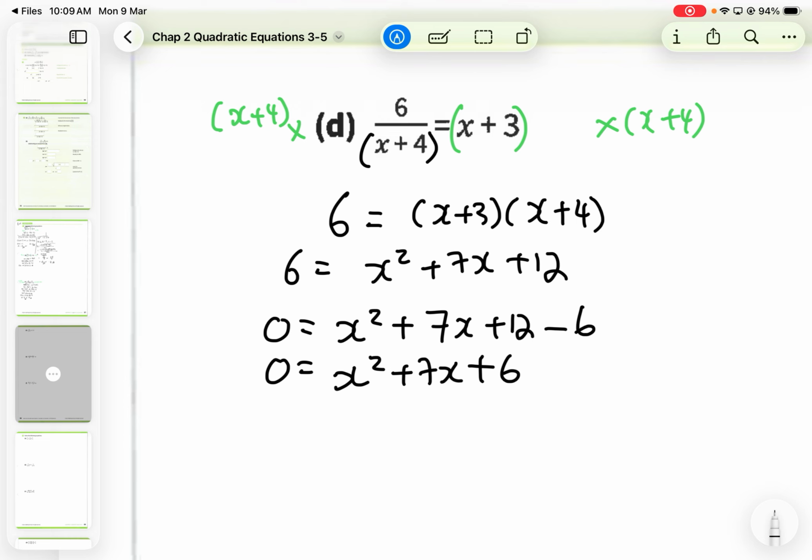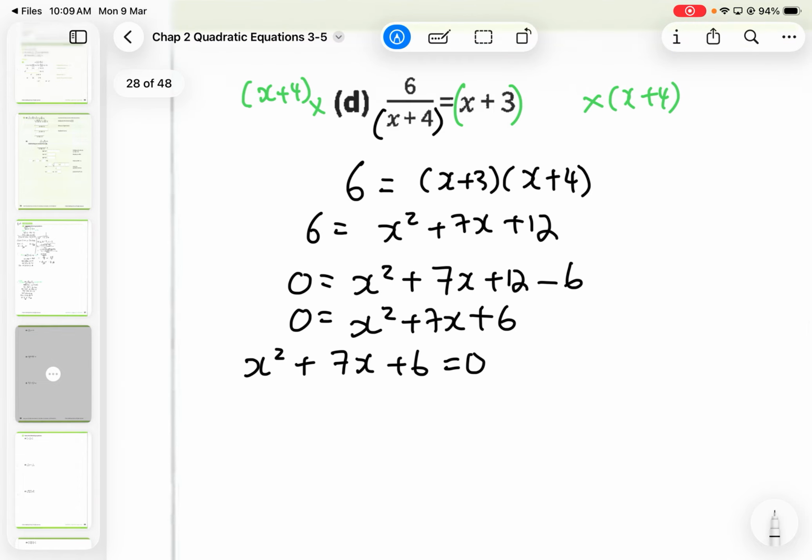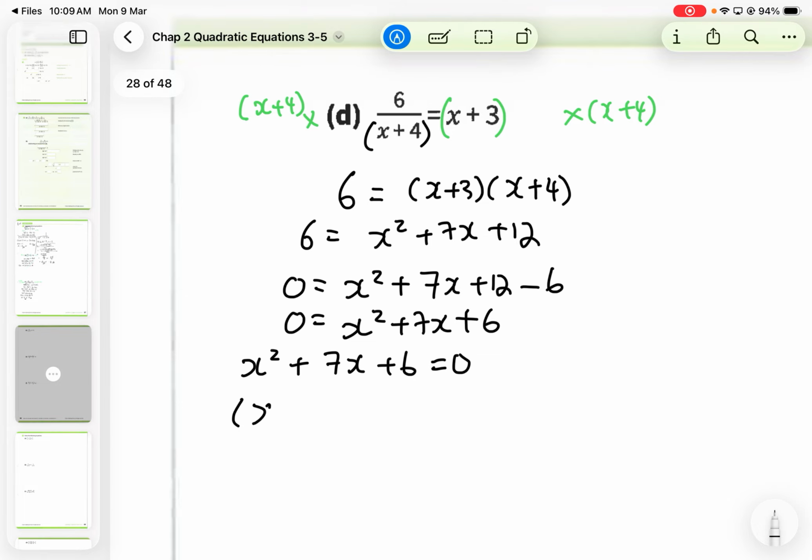Then, the next step, I can just switch their sides. Okay? And this again is an easy number to factorize. Easy number to factorize, I will factorize: x plus 6, x plus 1. Then end up x equals to negative 6 or x equals to negative 1.